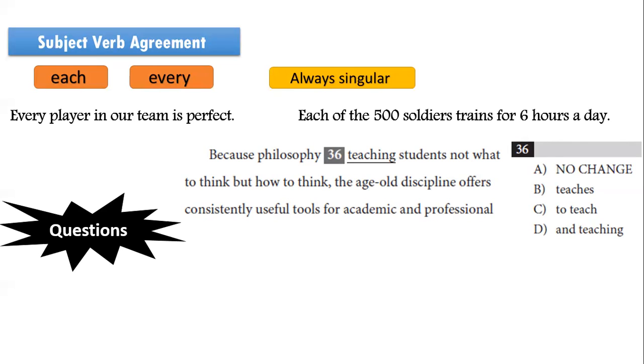Let's think of the subject. Where is the subject here? The word philosophy. So philosophy is singular or plural? It's singular. In this case, remember the S rule. The subject singular, S to the verb. So in this case, I would go for teaches. Teaches. Very, very good.